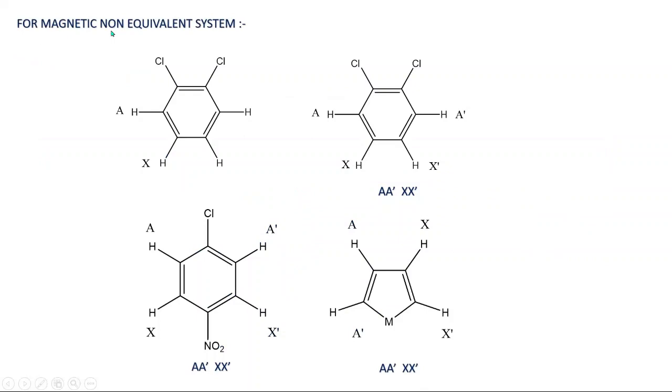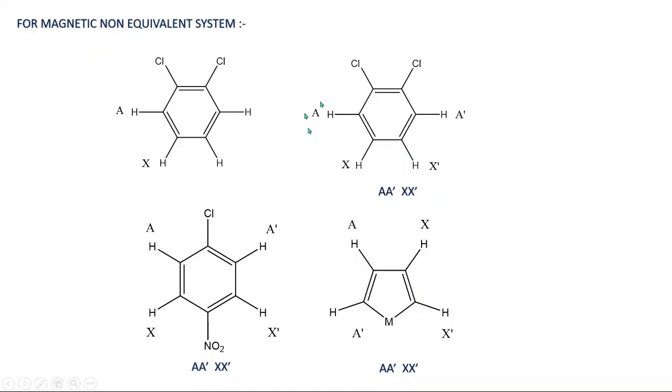We will discuss the magnetically non-equivalent system. This molecule will give 2 signals, a 2 spin coupling system, we can say AX. And the multiplicity, if you see, this will give a doublet and this will also give a doublet. So in case of ortho-dichlorobenzene, if we consider only ortho coupling, the coupling system will be AX, but in the presence of meta coupling, you can see here that this proton and this proton are meta to each other, that is meta coupling.